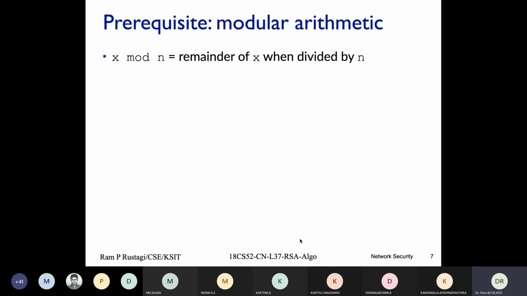Before we look at how the keys work, the whole thing depends upon modulo arithmetic. Modulo is basically the remainder. So let's review a few things which we'll use.